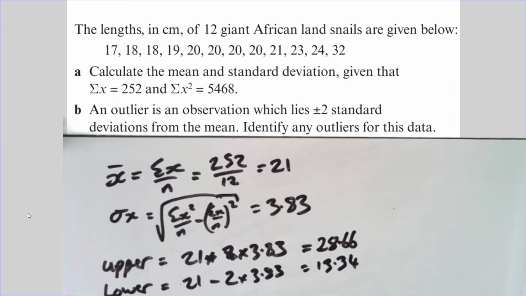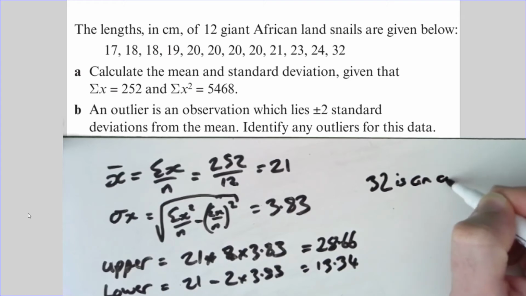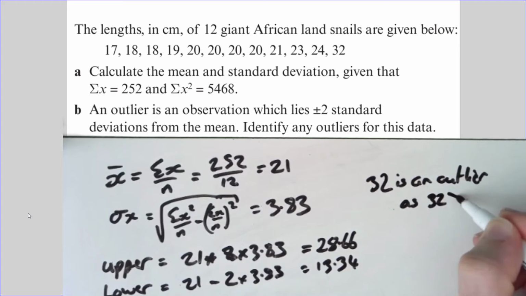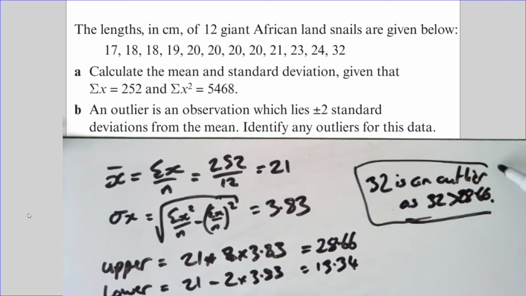So we've got our 2 outlier bounds here. Now we need to have a look at our data and see if anything is outside of these bounds. Hopefully you can pick out that 32 here is bigger than our upper bound. So 32 is an outlier, as 32 is bigger than 28.66. It's really important to write down your outlier bounds here, because these are where the method marks come in, and then identify that 32 is our outlier on the grounds that it's bigger than our upper bound.